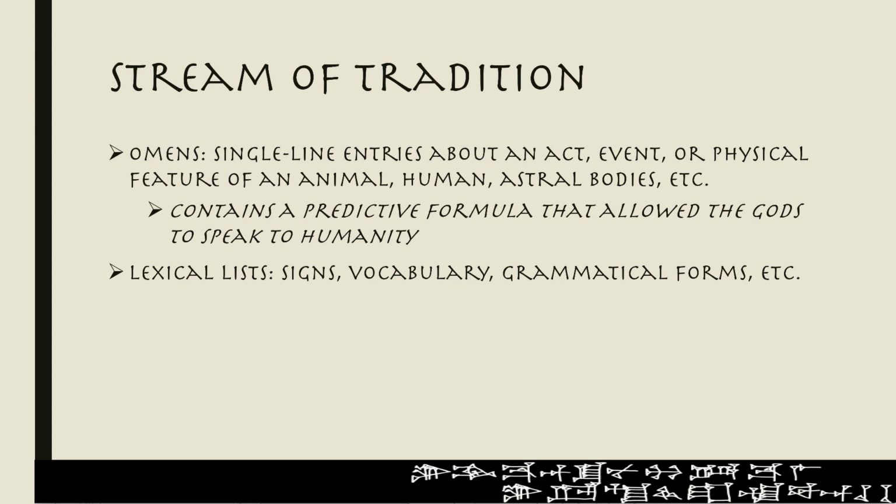Lexical lists are these long lists, often in columns, vertical columns, that contain lists of signs, vocabulary. You even see things like lists of different grammatical forms. There are lots of things that lexical lists can contain, and they're integral to Mesopotamian culture.